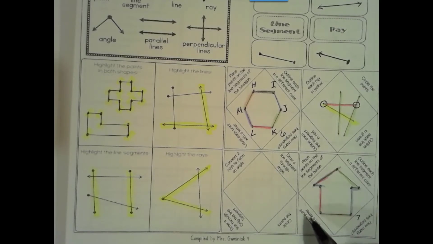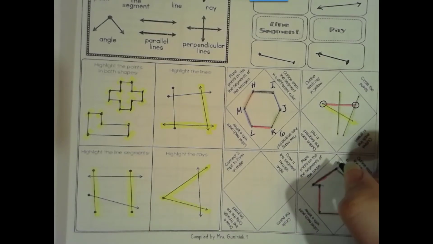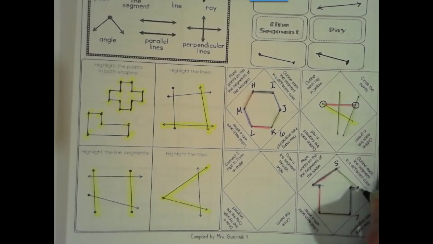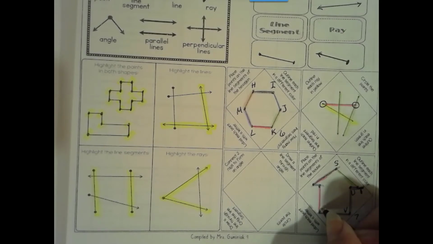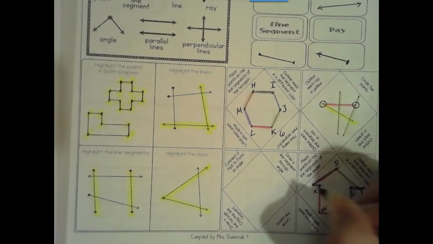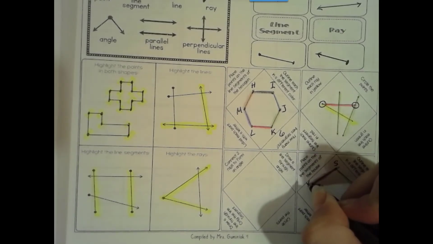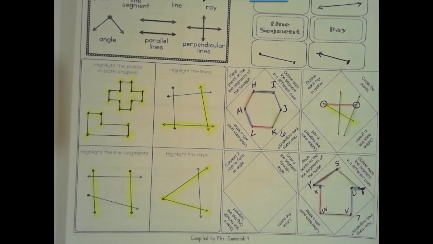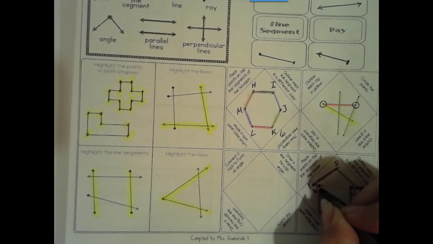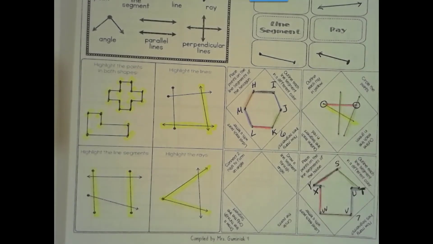Label each point with a letter. Okay, this time I'm going to start with the letter S. S, T, U, remember they're capital letters, V, W, X, Y. They don't have to go in order. They don't necessarily have to be those letters, but those are the ones I'm using right now. And it does make it easier when it goes in order.